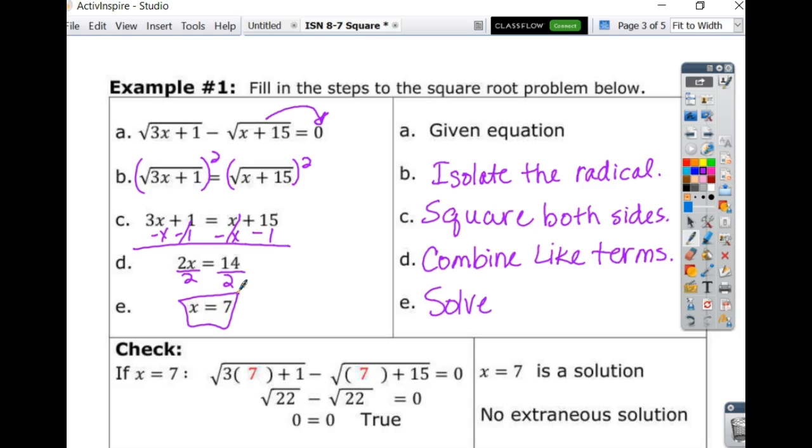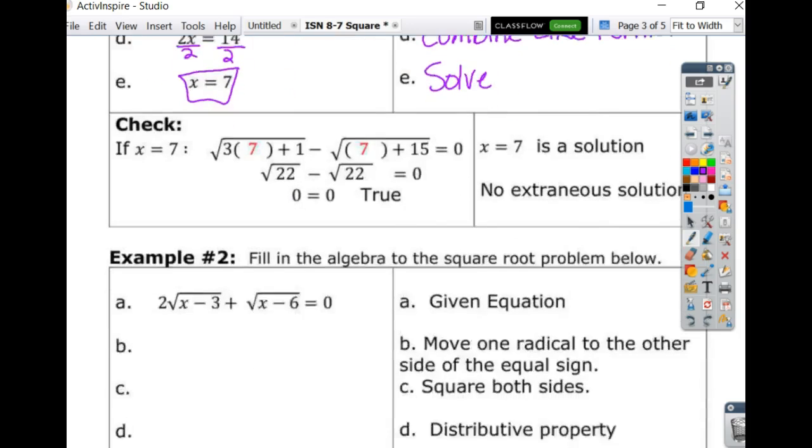All right. So once you get 7, you have to plug it back into this original equation. And so when you do that, 3 times 7 is 21, plus 1 is 22. 7 plus 15 is also 22. Would the square root of 22 minus the square root of 22, would that equal 0? If the answer is yes, if it's true, then this is a solution. It's a solution, okay? Does that make sense? If you plug it in and the answer is true, you get a solution.